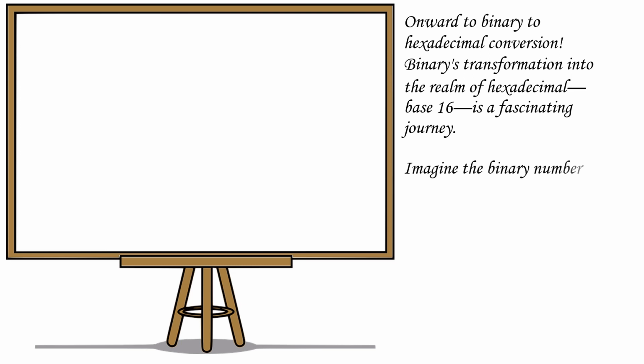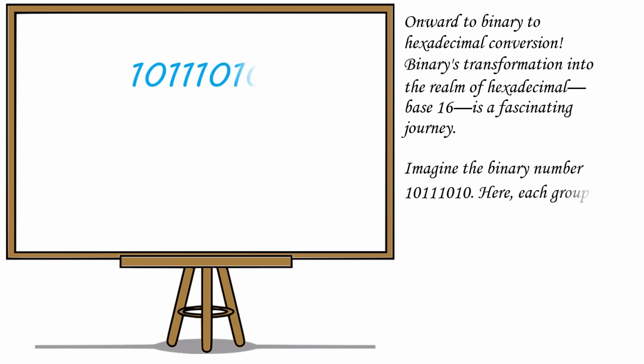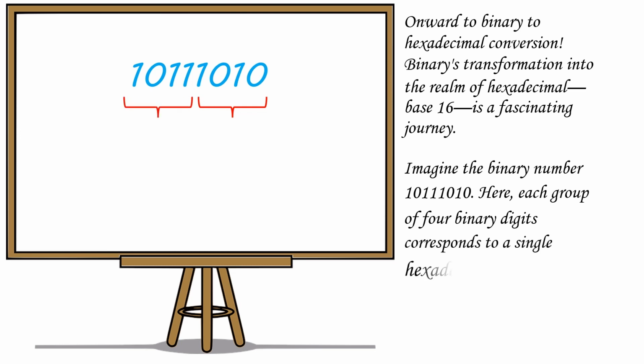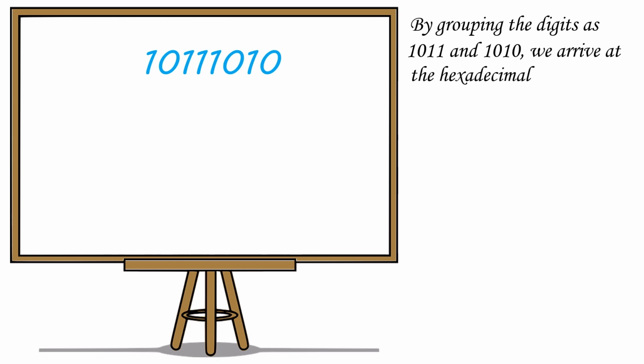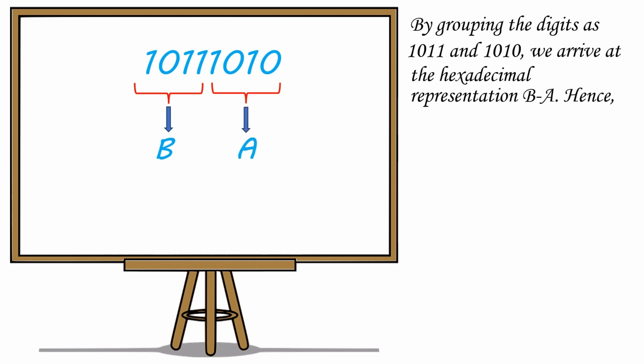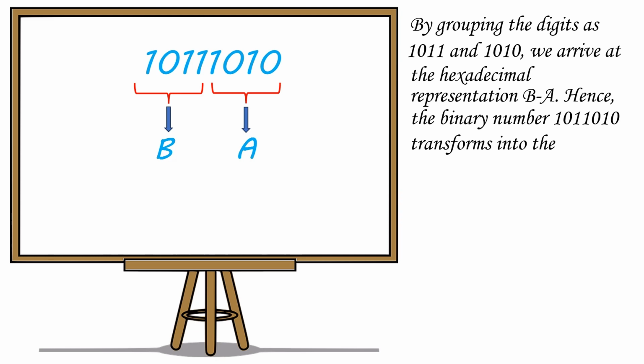Imagine the binary number 10111010. Here, each group of 4 binary digits corresponds to a single hexadecimal digit. By grouping the digits as 1, 0, 1, 1 and 1, 0, 1, 0, we arrive at the hexadecimal representation BA. Hence, the binary number 10111010 transforms into the hexadecimal number BA.